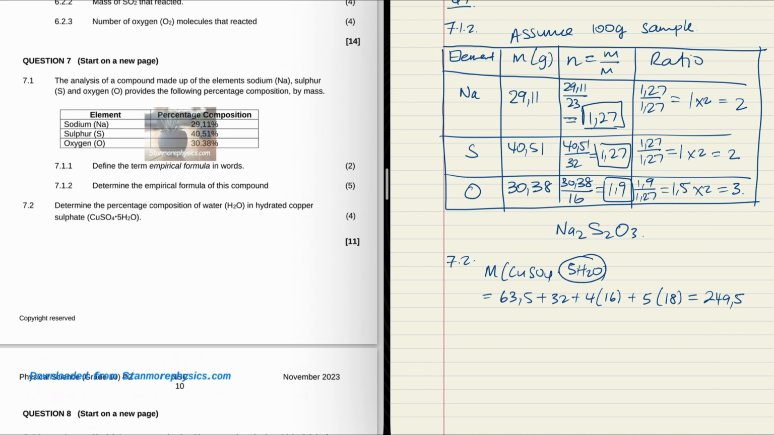So there's 5 waters and this is the mass of water. So the percentage of water is going to be 5 times 18 divided by 249.5 multiplied by 100. And that's equal to 36.07%.